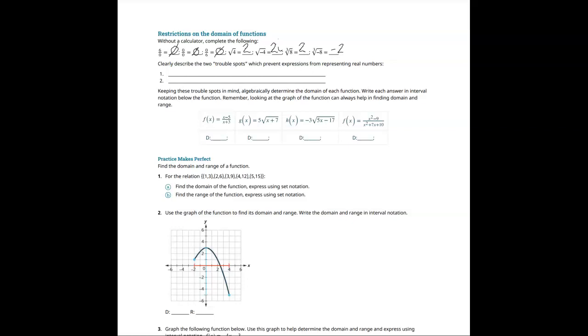So clearly describe the 2 trouble spots which prevent expressions from representing real numbers. So the 2 that keep it from representing real numbers are going to be the 0 in the denominator, and then also the negative underneath the even root. So that would be your 2 answers here. I'm going to try to write them. I'm just going to say D-E-N-O-N, denominator, for shorthand. And then negative.